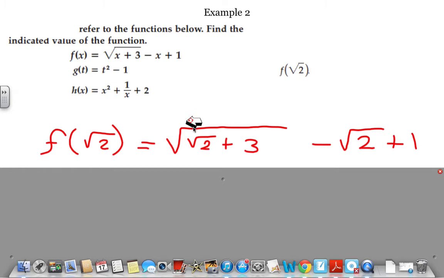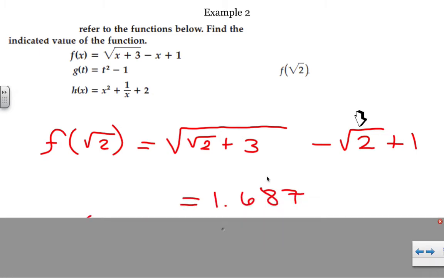Okay, trying to get my little arrow to go the other way. Okay, the square root of the square root of 2 plus 3. Notice the plus 3 isn't changed at all. There's no x, so it stays the way it is. And then I move over here, and there was another x in the equation, so I put another square root of 2.